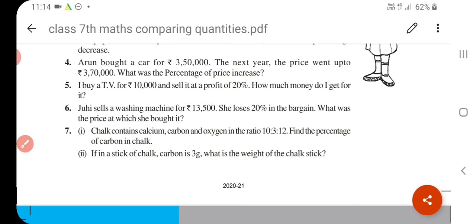Okay, now the second question is, if in a stick of chalk carbon is 3 gram, what is the weight of the chalk stick? Carbon is 3 gram, so what is the weight of the chalk stick? Okay, let the weight of the stick be x. So 12% of the chalk mixture is 3 gram.